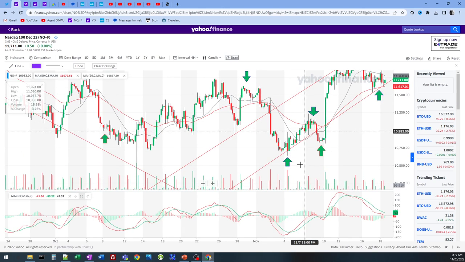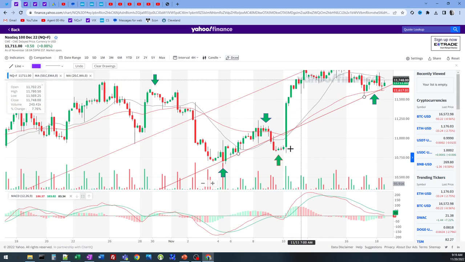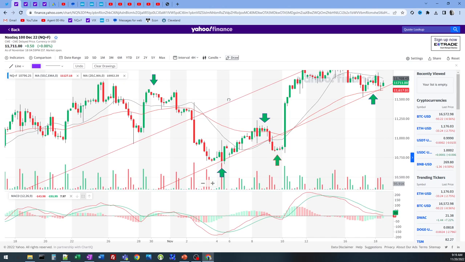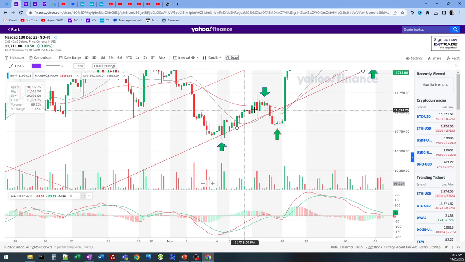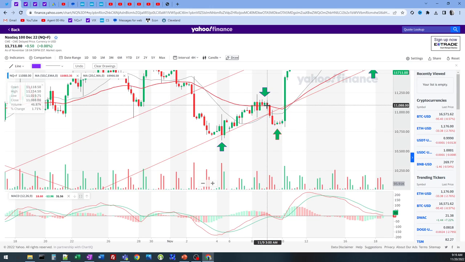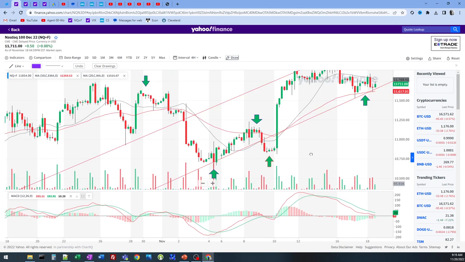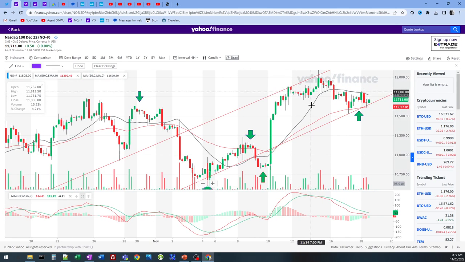Now look at this. This is interesting. This is a cluster of them. Okay. Green, red, green, red. Big move up. Green, red, green, red. Big move down. Green, red, green, red. Big move up. That's where we are. Leads us to this week.